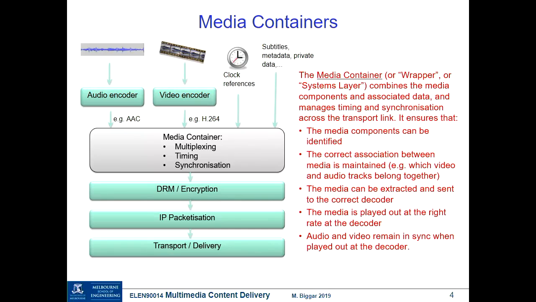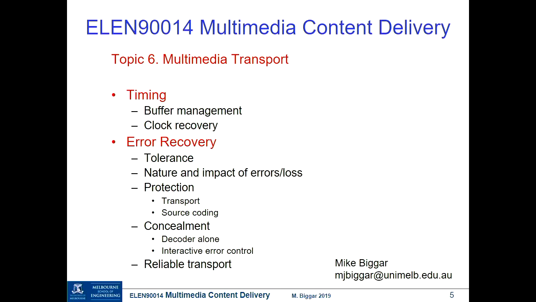There are many applications where we need to know the association between the media, so we need to know which video and audio tracks belong with one another in a TV broadcast, for example, to make sure that we can play them out correctly. And we need to know the format of the media so it's played out using the correct decoder. It goes to the AAC decoder and not the MP3 decoder, for instance. And there's the synchronization issue that I already mentioned. So that's what we'll be touching on, some of those generic issues in this topic.